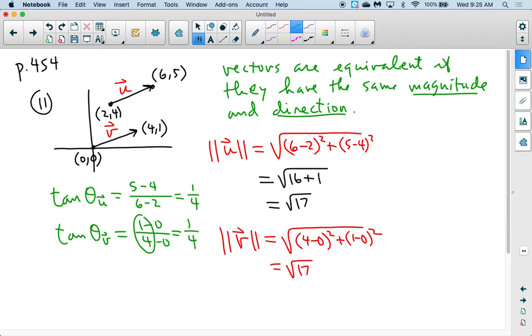Now, to be fair, it should be noted that if these guys were pointing in the exact opposite directions, you would still get the same tan ratios. So you're going to have to establish the fact that they're not pointing in opposite directions, but in fact they're pointing in the same exact direction. Okay. So these guys are clearly equivalent. That's what he wanted to do with 11.